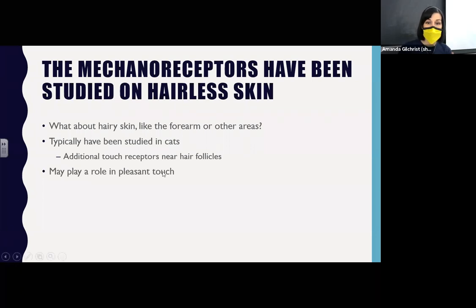But what we find is that for hairy skin, like our forearm and other areas, we typically study this in cats. And I actually think that's kind of cool because cats are super sensitive to touch. I don't even have to touch Earl's back. I can try to pluck out a white hair that he has, and he will just go, "What are you doing?" They're very sensitive, and it turns out that they have additional touch receptors near the follicles of hair, and that can potentially play a role in pleasant touch, and it might explain why your cat loves to be pet.